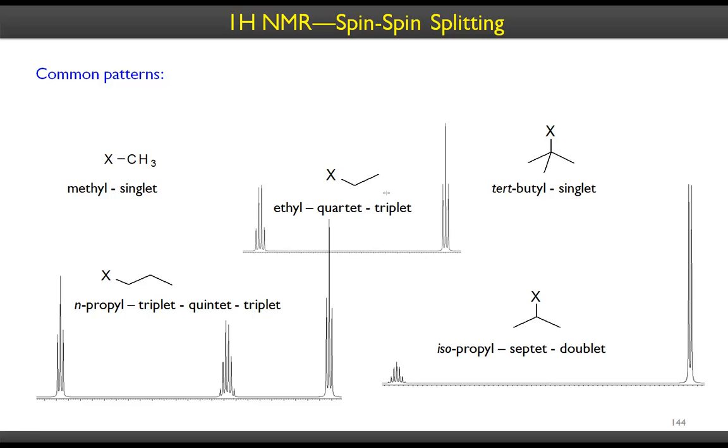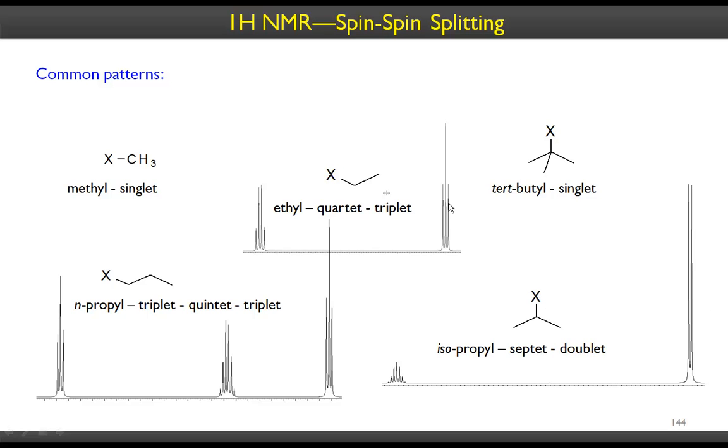Okay. And what if you have an isopropyl group? What would you expect for this hydrogen? How many neighbors does it have? It has 3 neighbors here, 3 neighbors here, so in total it has 6 neighbors. So this is a septet. And this methyl and this methyl are split in 2 ways because they are chemically equivalent, but there is one hydrogen as a neighbor, so that hydrogen splits them into doublets.